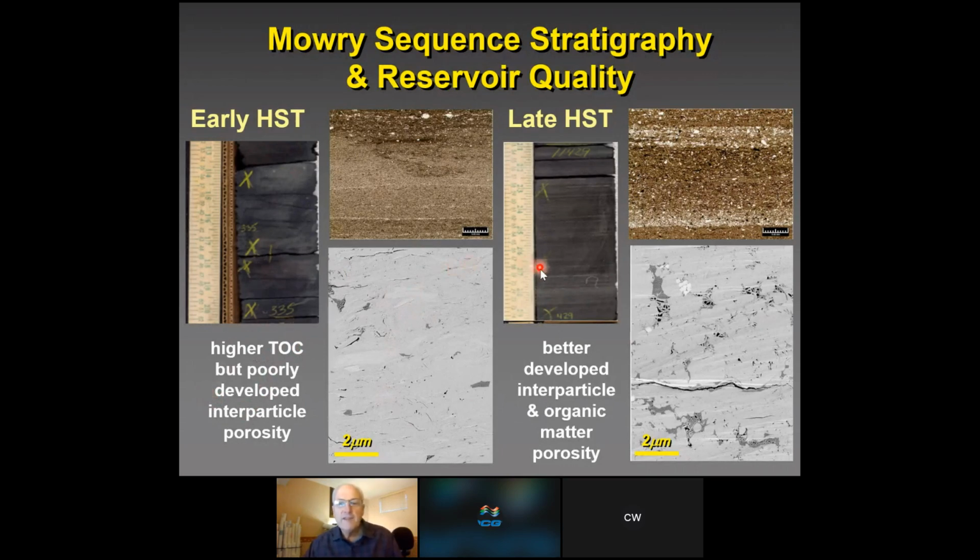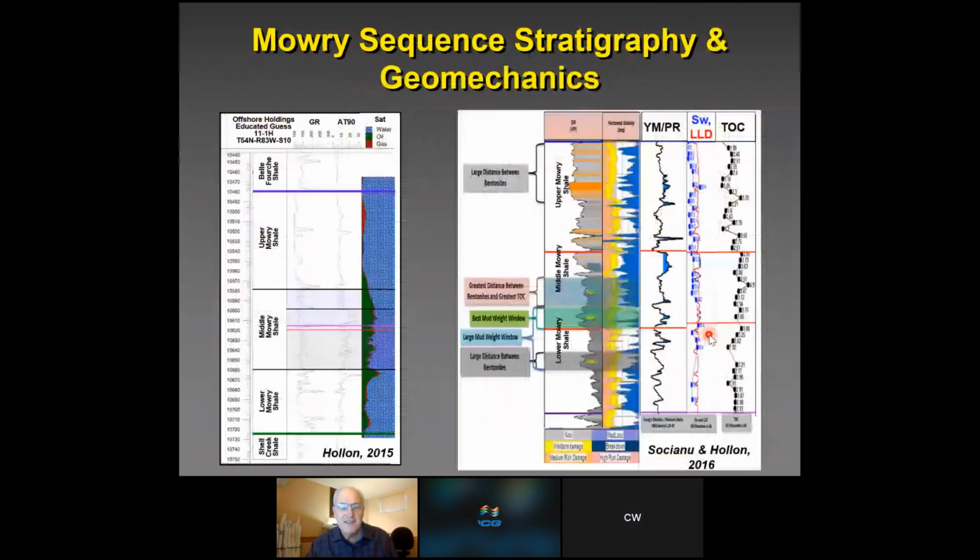You move up into the late high stand intervals. Now we've got, you can see all the silt in here. The silt again gives you kind of this shelter porosity. And now we see porosity developed between the clay flocs as well as associated with the organics. So here's some inorganic matter. So now we've got much better developed porosity that's interconnected, and the reservoir mechanics is better. I'll show that in this slide.